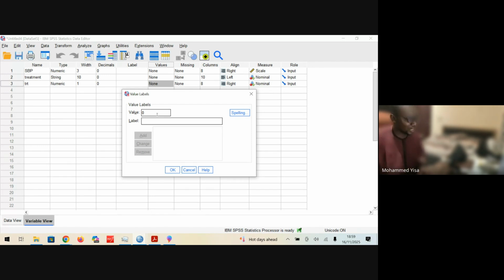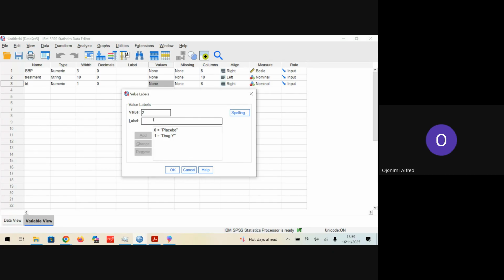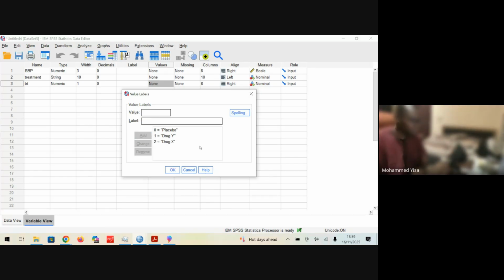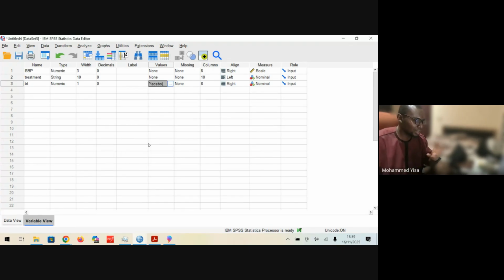So 0 is placebo, not treated, right? Placebo. 1 is, was that drug Y? Yes, it's drug Y. 2 is drug X. Like I said, we can leave it as 0, 1, 2. It's just that when you come to your output, you are going to see 0, 1, 2. And I personally don't like seeing that. I like to know what I am looking at.